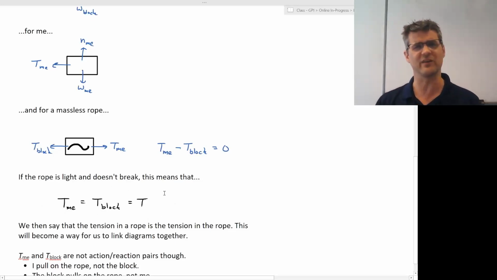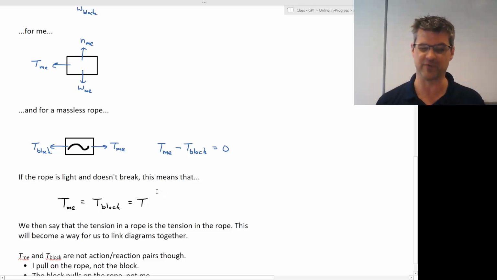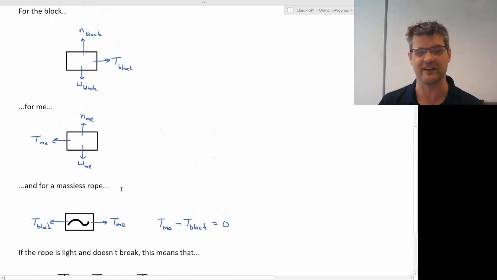Now, this is the way that we very commonly just leave the problem. If we don't have a massless rope, the tension is not necessarily constant. But because ropes and strings and whatnot are typically pretty light, certainly compared to some big masses, very often, if the rope is considered to be massless, the tension in that rope is a constant. And we can use this tension now to link things that are happening in the diagram.